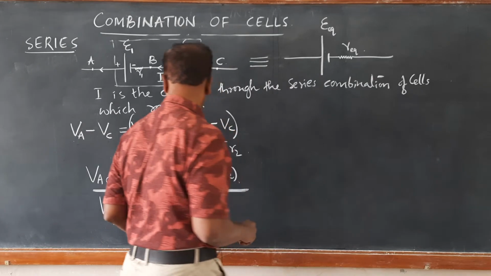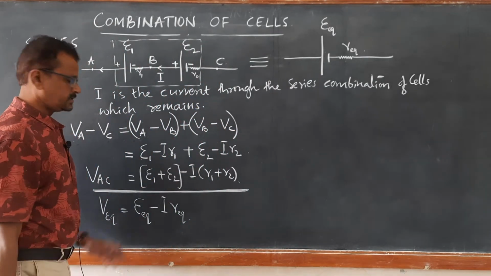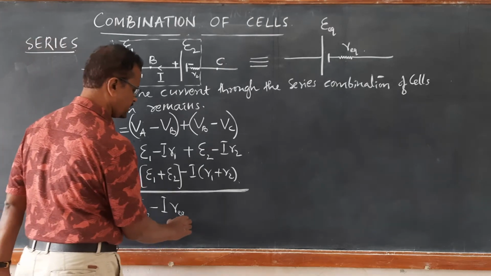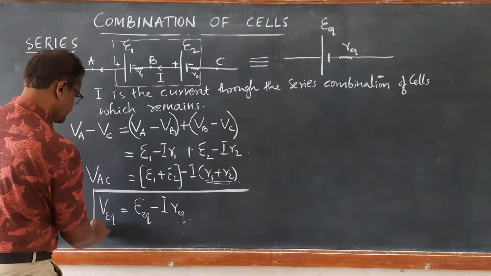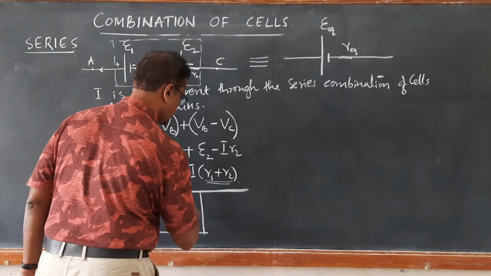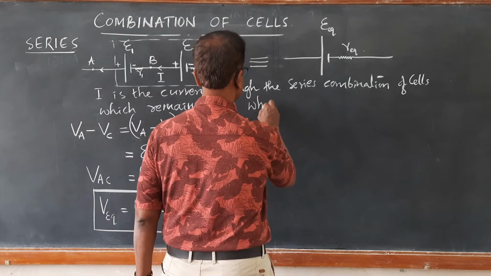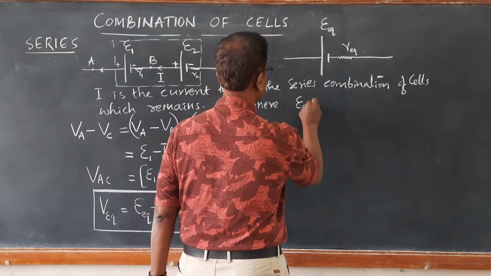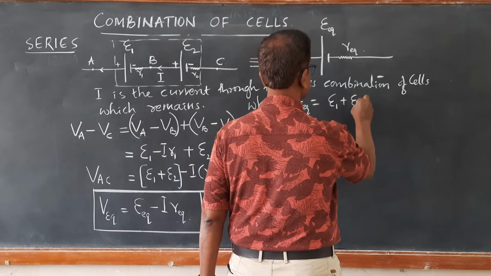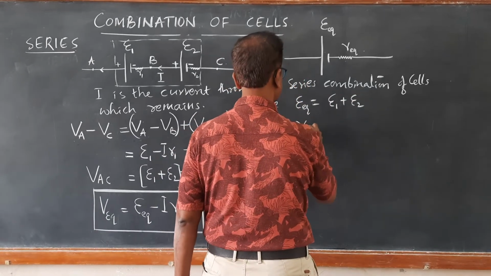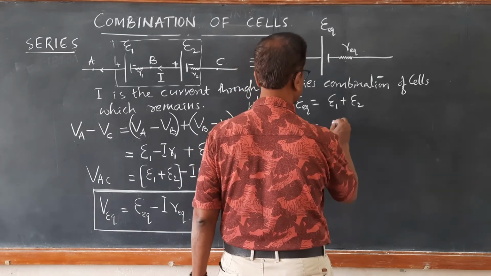So that we got the value of E equivalent. E equivalent is equal to E1 plus E2 when they are in series, and R equivalent is equal to R1 plus R2 when they are in series. So this is the important thing, where E equivalent is equal to E1 plus E2, R equivalent is equal to R1 plus R2.